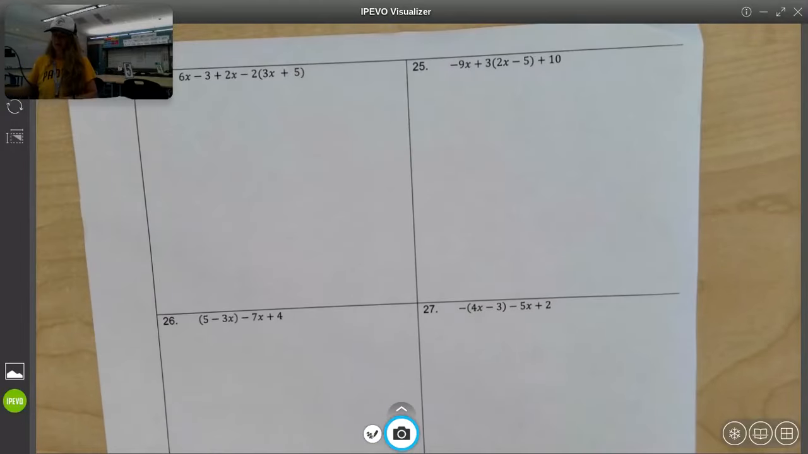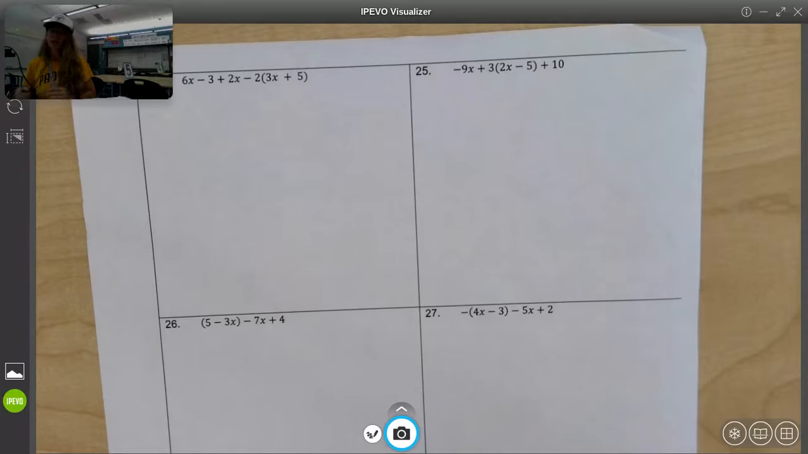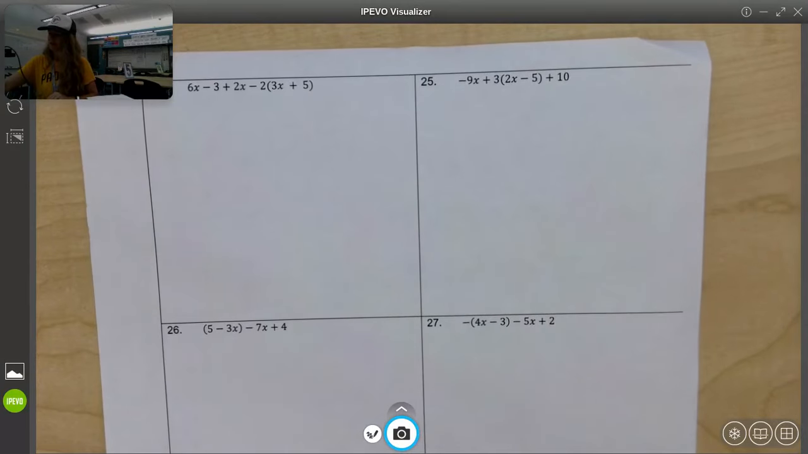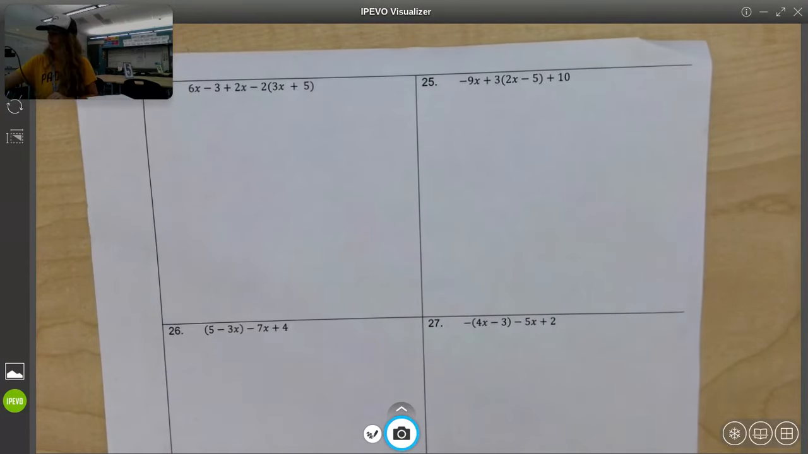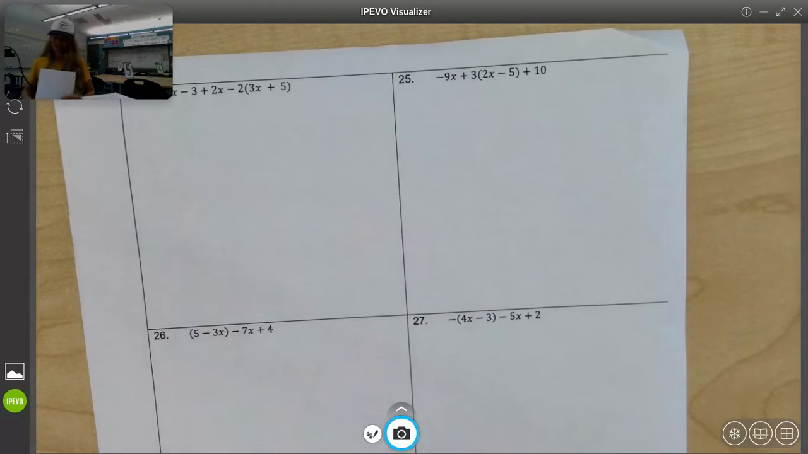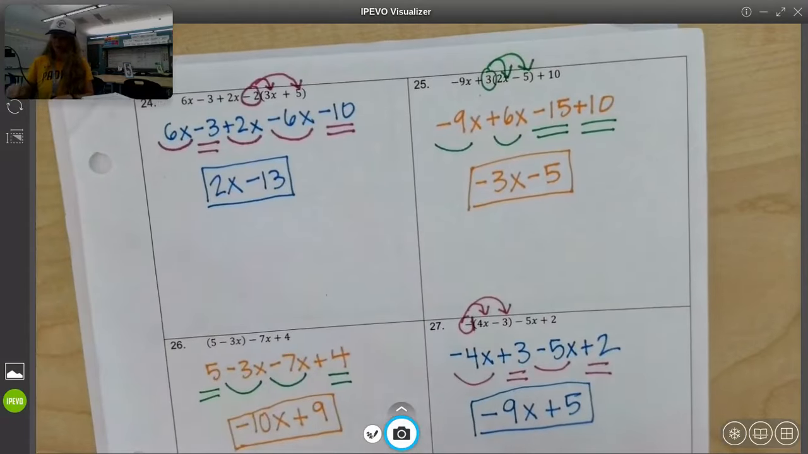Okay, you're going to finish that last page. Remember, you're showing your work, you're showing that distribution step, clearing those parentheses, you're showing combining your like terms, and then we are going to go over our answers together. So thanks for pausing the video. Let's see how you did.